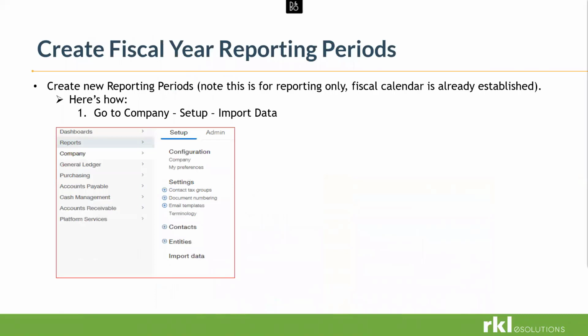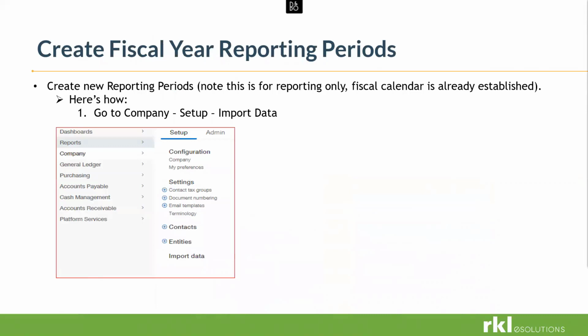The next thing to do is create your fiscal year reporting periods. And I'm emphasizing reporting because your actual fiscal calendar is already established. And that's in the system embedded. You don't have to worry about it. But these are reporting periods when you're running your financial reports or you're running a general ledger or a trial balance.